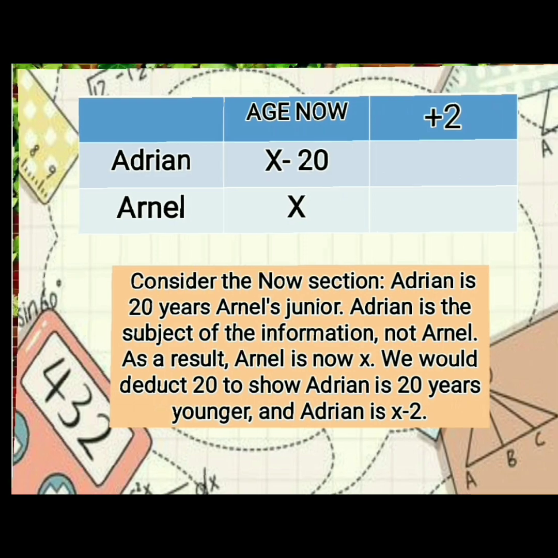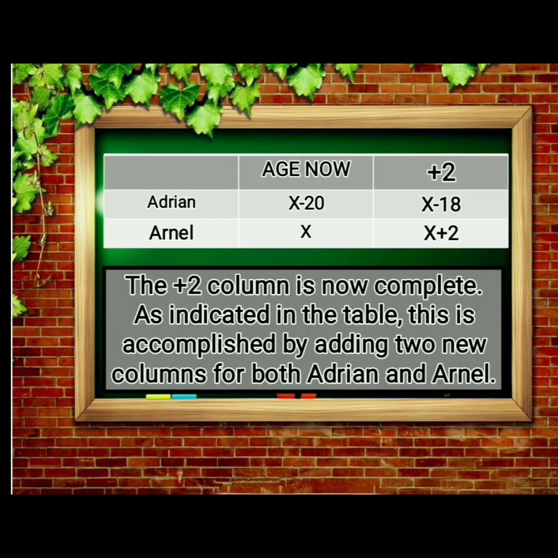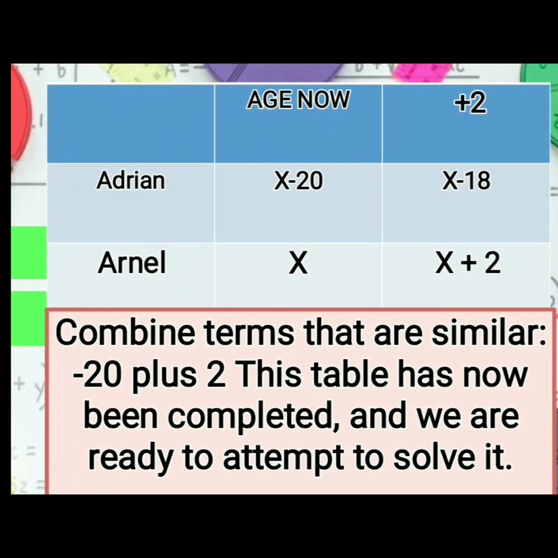Okay, let's proceed. Adrian is X minus 20, then X minus 18. Arnold is our X, then becomes X plus 2. The positive 2 column is now complete. As indicated in the table, this is accomplished by adding 2 to both Adrian and Arnold, and after that, combining similar terms: negative 20 plus 2. This table has now been completed, and we are ready to attempt to solve it.